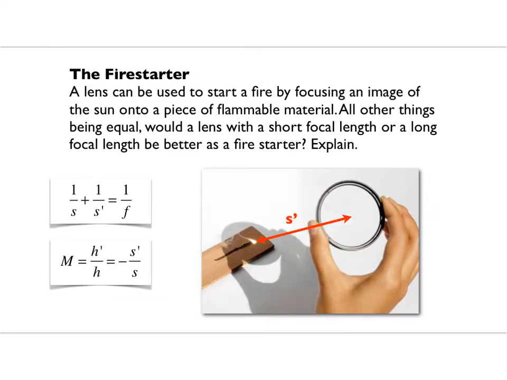Now I want to take a look at another conceptual question. I want to think about a fire starter. I don't know if you've ever done this before, but I certainly have. You can use a lens to start a fire. Oh, this is going to be part of our story of Piggy. Here's a question. Do I want a lens with a short focal length or a lens with a long focal length? What would be better for a fire starter? Then I want you to explain your results. So think about what you want. Take a minute, reason, I'll be back.